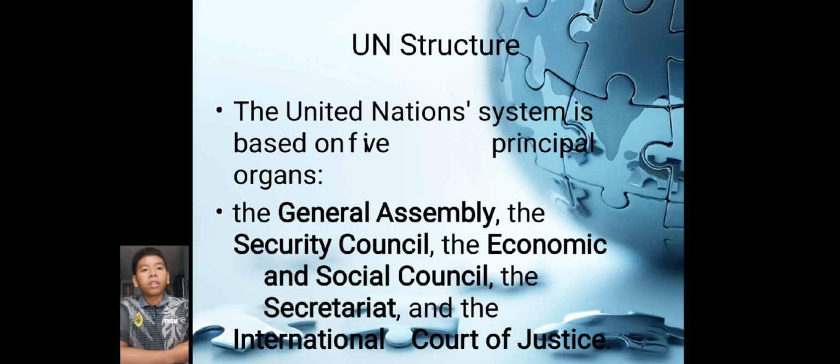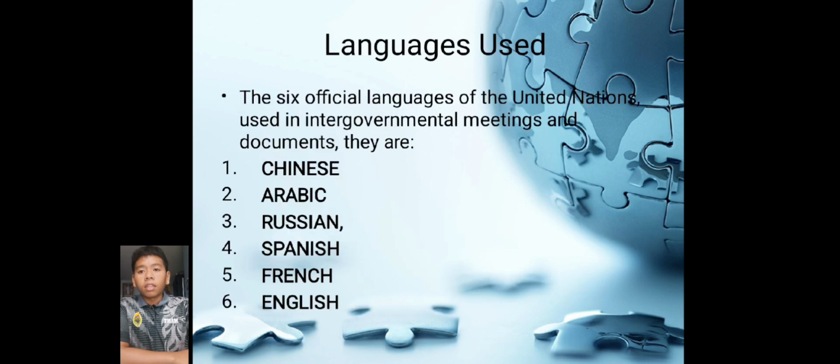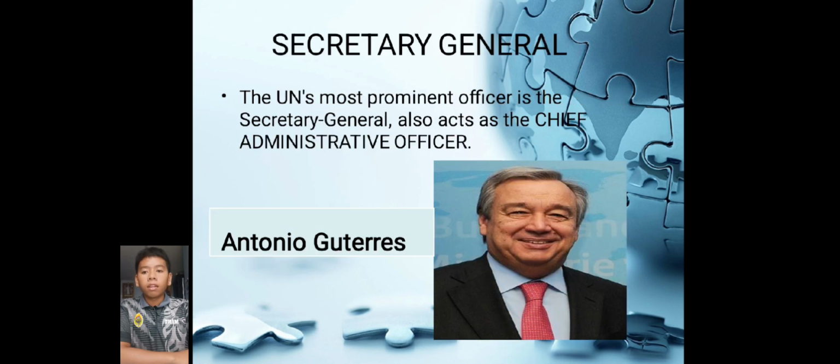The UN structure: the United Nations system is based on 5 principal organs: the General Assembly, the Security Council, the Economic and Social Council, the Secretariat, and the International Court of Justice. And these are the 6 languages used in the United Nations. The 6 official languages of the United Nations used in intergovernmental meetings and documents are Chinese, Arabic, Russian, Spanish, French, and English.